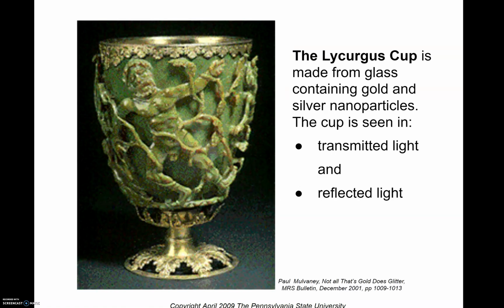So this is called the Lycurgus cup, and in class I'll show you a video on it. I should have just put it in this slideshow. But it contains gold and silver nanoparticles, and it looks different colors if it's transmitting the light or reflecting the light, and it's super cool. I don't know, it's just very cool. But it's all because of the silver and gold nanoparticles that are embedded in the ceramic that makes up the cup.